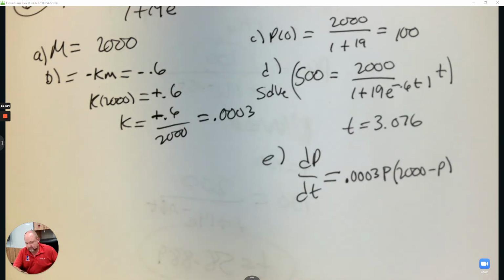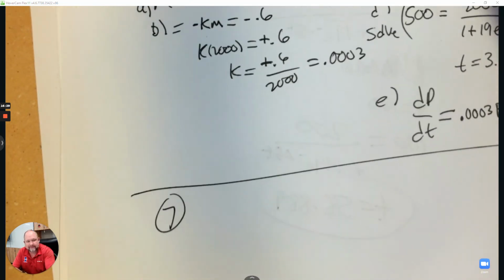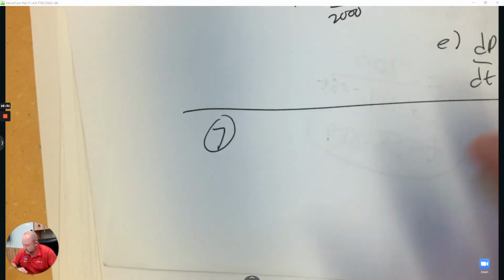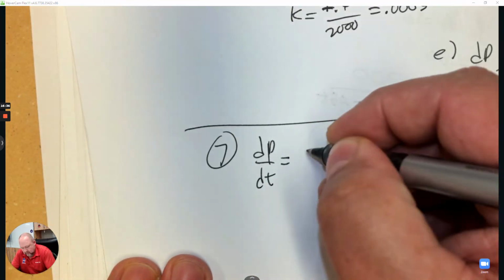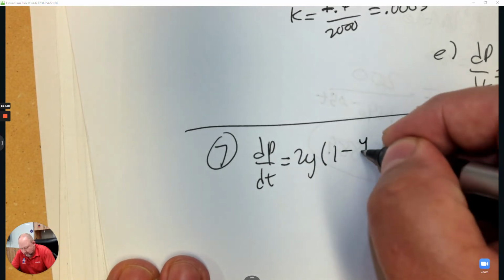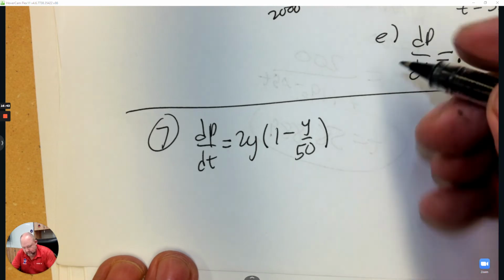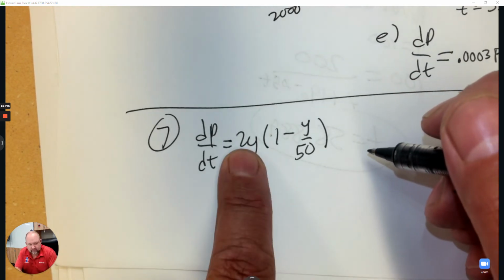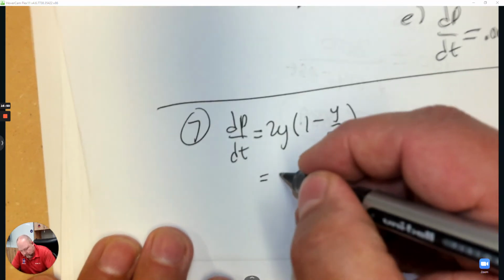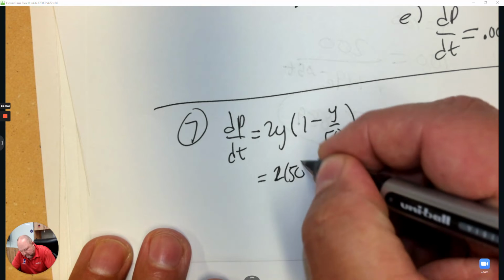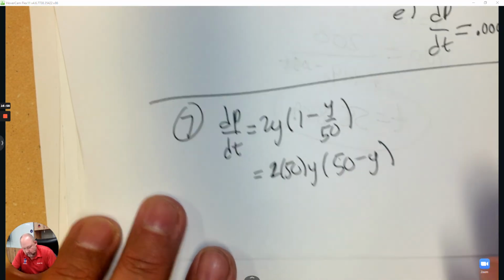All right, number 7. We'll do just a few more for this video. So given the differential equation, 2y, 1 minus y over 50, find the value of k. So I'm going to factor out a 50 in front. So you got 50, 50 minus y.